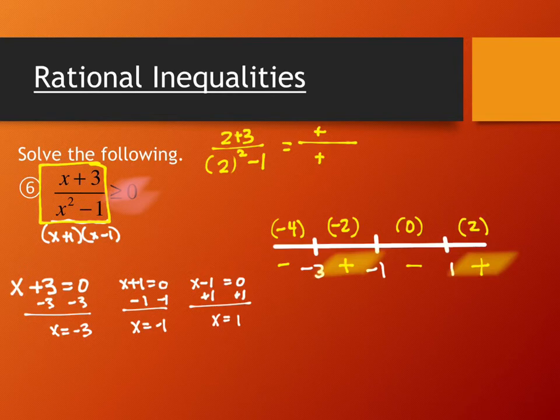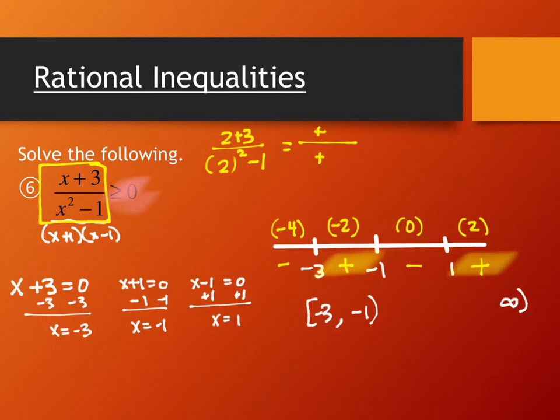Very much like infinity always has a parenthesis, we need to be careful that we have parentheses or brackets based upon whether or not we can actually have that value used. So let me show you what I mean. -3 is fine. -3 makes the top equal to 0, right? And it's totally fine for our numerator to be equal to 0. So I can equal -3.